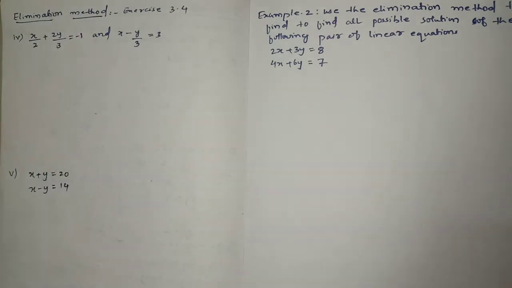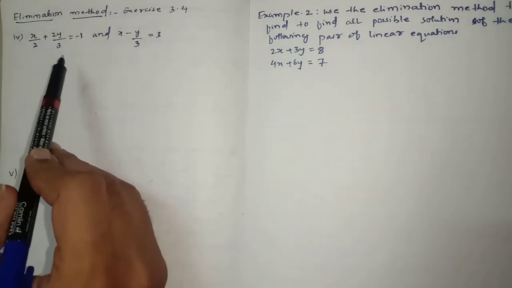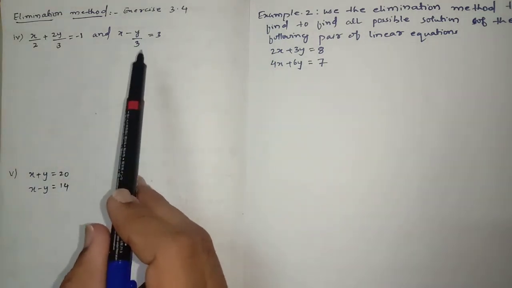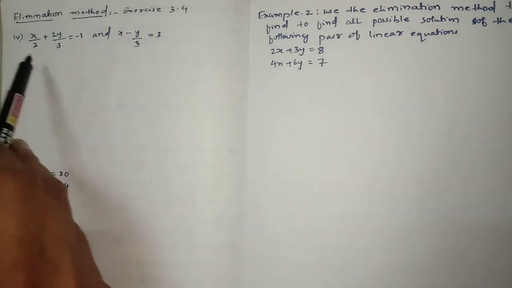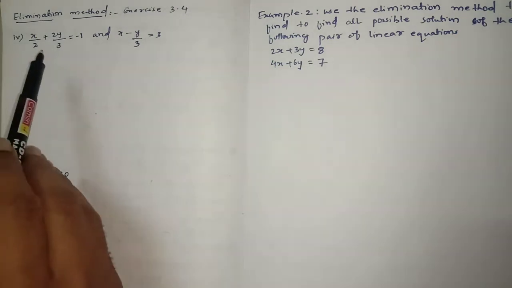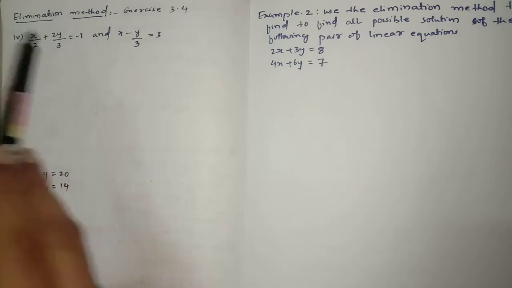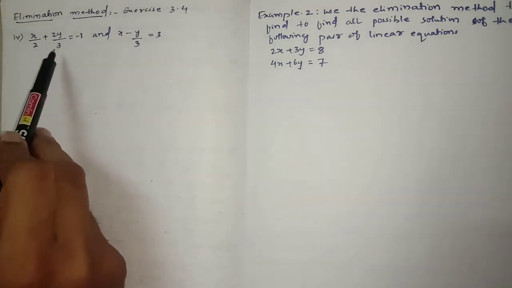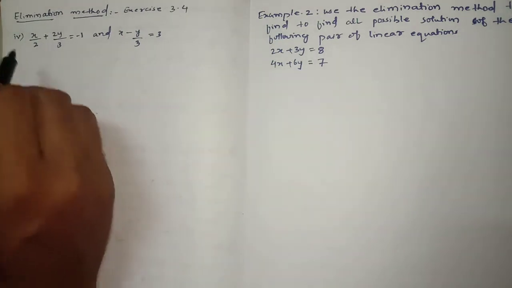Let's start. The first question is x by 2 plus 2y by 3 is equal to minus 1 and x minus y by 3 is equal to 3. For these two equations, first we have to multiply the whole equation by the LCM and convert this into the standard form of linear equation in two variables. Let's do it. The LCM of 2 and 3 is 6, so we have to multiply 6 with all the numbers.